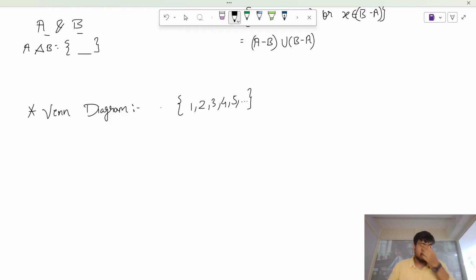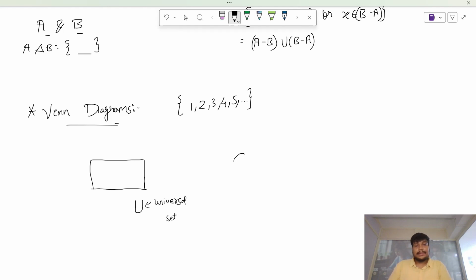Now what is the other way? The other way is by using Venn diagrams. What is it? It is a way to represent sets graphically. Generally, if I want to denote the universal set, then I would use a square or a rectangle. U is the universal set. If I want to represent any other set, then I will use any closed region, but generally we use a circle. This is a set.